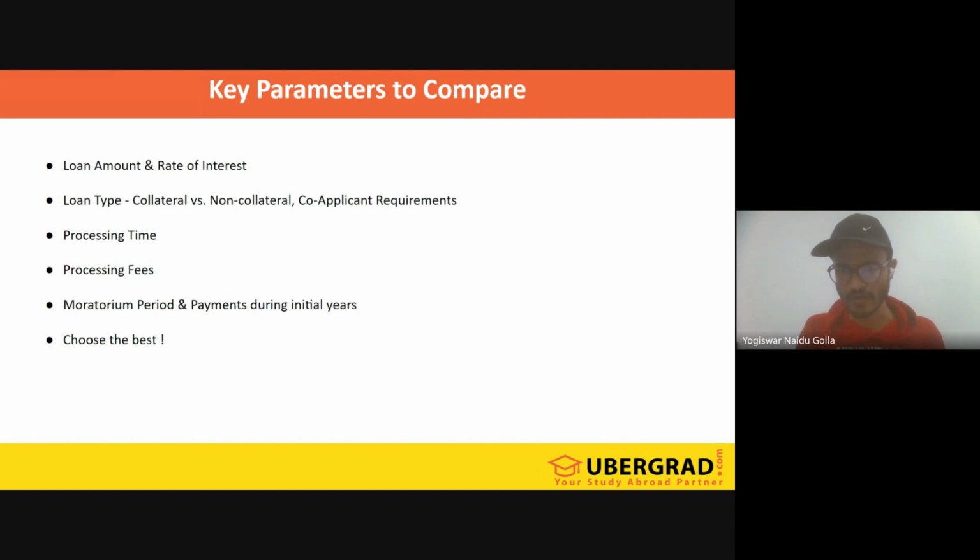So depending upon collateral or non-collateral. For example, for collateral, if you have any land or fixed plots, you can place them as collateral on the loan. But it's non-collateral if you don't have any collateral. So you can take a non-collateral loan, depending upon your profile. The processing time, processing fees, and moratorium period, we will explain in detail in the coming presentation with the IDFC representative. Every parameter is key for taking an education loan.